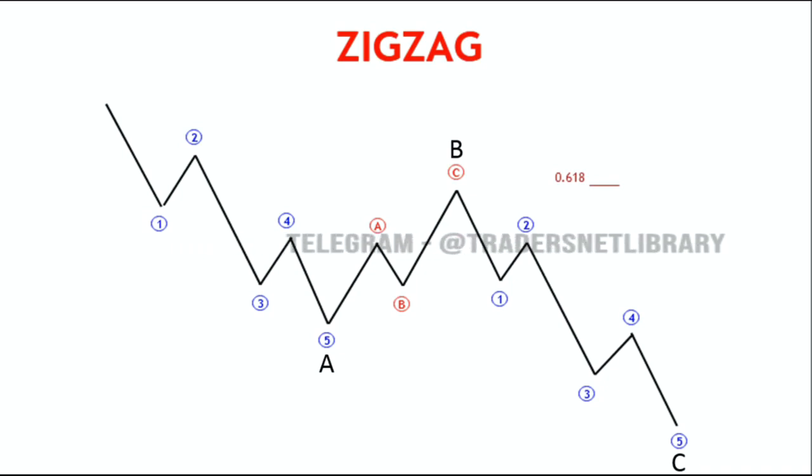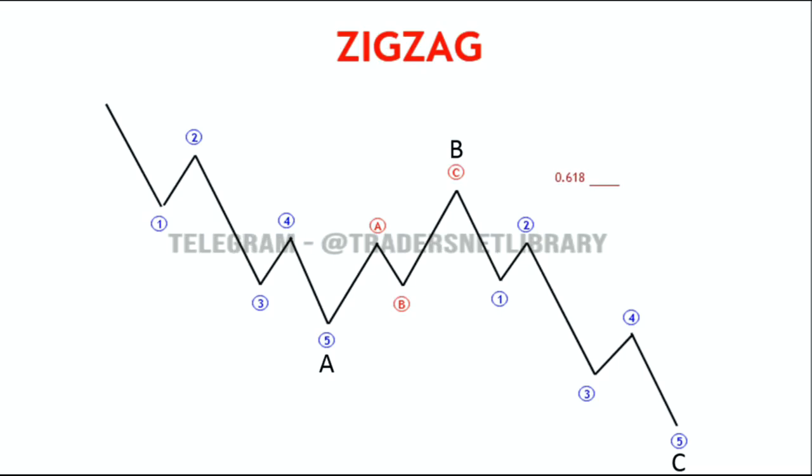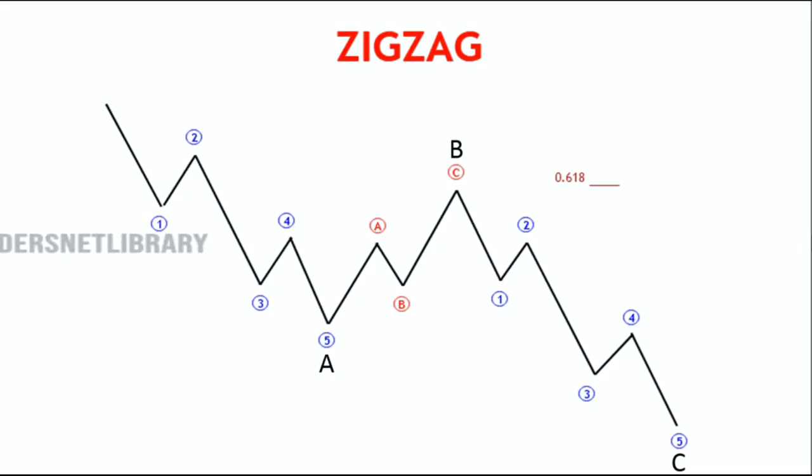6. Wave B of an ABC correction pattern of zigzag or flat. 7. Wave A of an ABC correction pattern of flat correction waves. 8. W, X, or Y wave from a WXY correction combination. 9. W, X, Y, double X, or Z wave from a WXYXZ correction combination. 10. Wave A, B, C, D, or E of an ABCDE correction.